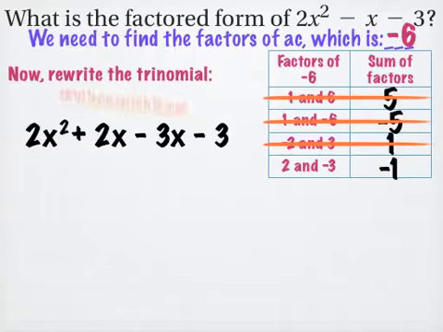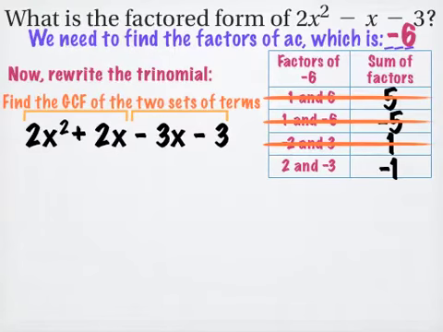Just like in the last example, I'm going to group my terms in pairs of 2, and find the GCF of the two sets of terms. 2x squared plus 2x has a GCF of 2x. Negative 3x minus 3 has a GCF of -3. When I factor out my 2x and my -3, I have 2x times x plus 1 minus 3 times x plus 1. Notice again, these two binomials that are created are the same. I have x plus 1.